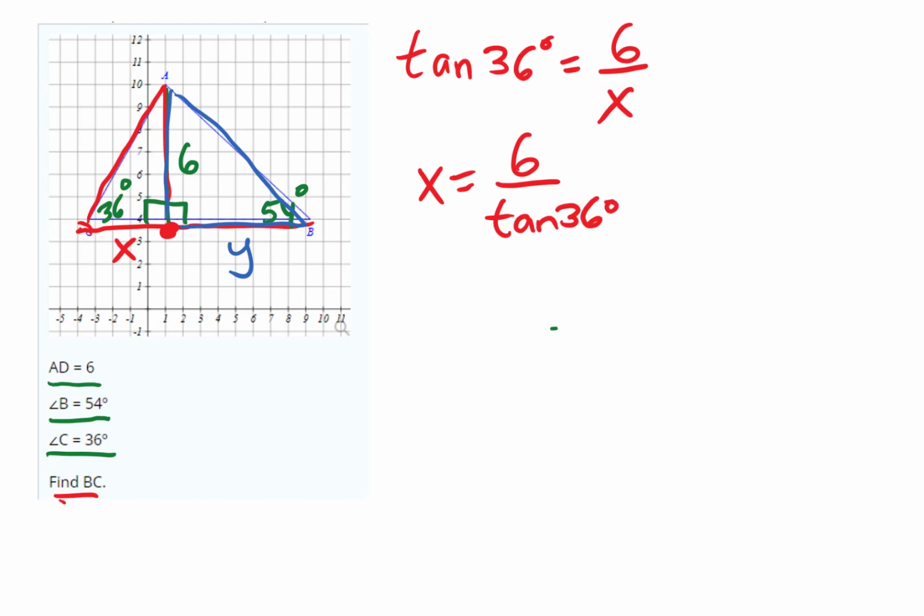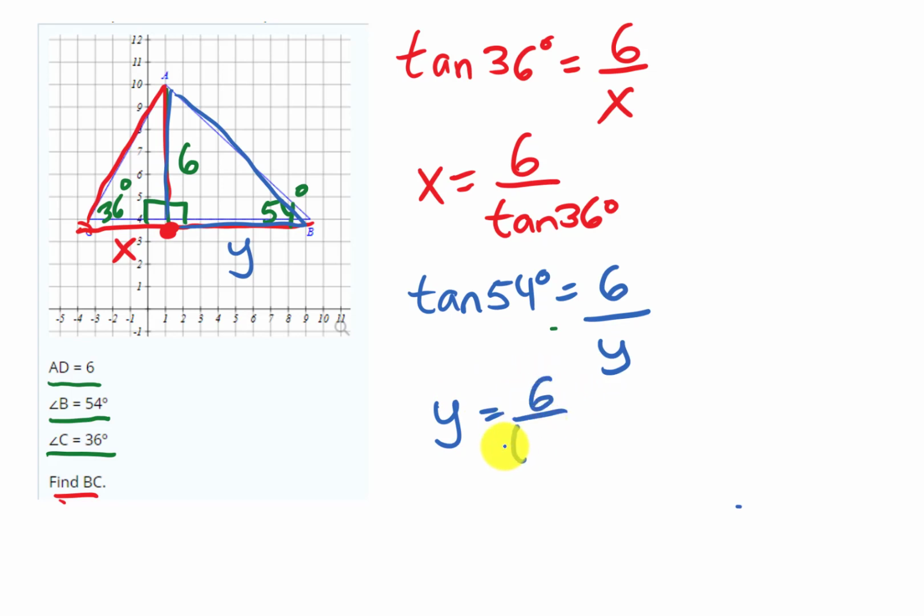Okay, so now I'm ready to find y by looking at the right side of the triangle. For 54 degrees, I have the opposite side 6, and I want to know the adjacent side y, so this is going to be another tangent. Tangent of 54 degrees is going to be opposite, 6, over adjacent, which is y, and then we're going to solve that for y. We're going to multiply both sides by y, cross cancel, and divide both sides by tangent of 54, and so that'll leave me 6 over tangent of 54 degrees.